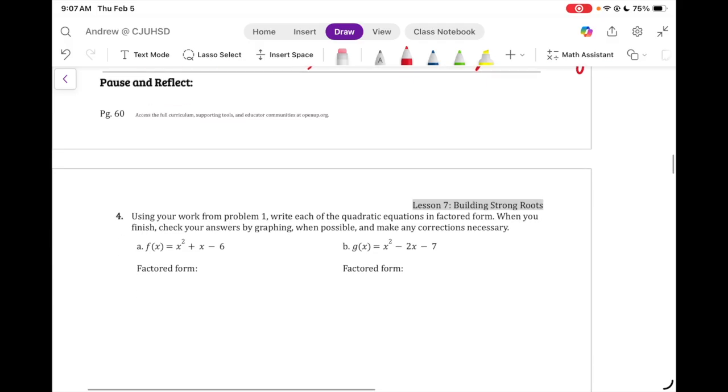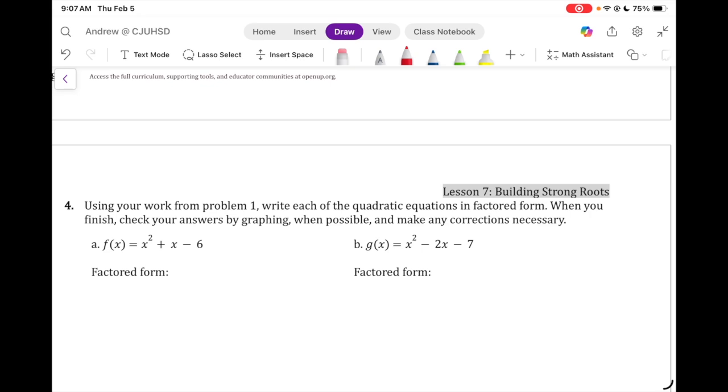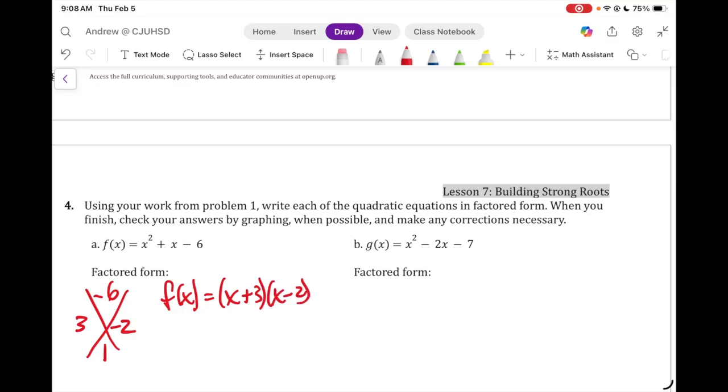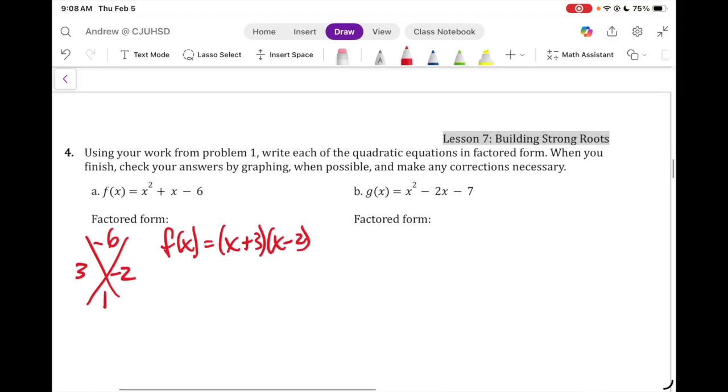So here's something to think about. It says, using your work from problem 1, write each of the quadratic equations in factored form. When you finish, check your answers by graphing when possible, and make any corrections necessary. So this first one would be multiplies to -6, adds to 1. That could be 3 and 2, where the 2 is the negative. So the factored form of f of x would be x plus 3, x minus 2. And they want to know about the roots.